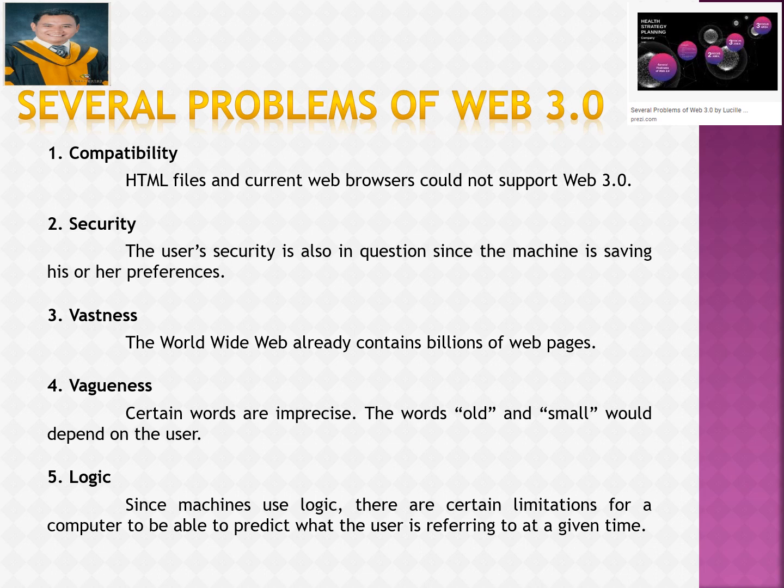Vagueness. Certain words are imprecise. The words old and small would depend on the user, of course. Logic. Since machines use logic, there are certain limitations for a computer to be able to predict what the user is referring to at a given time.